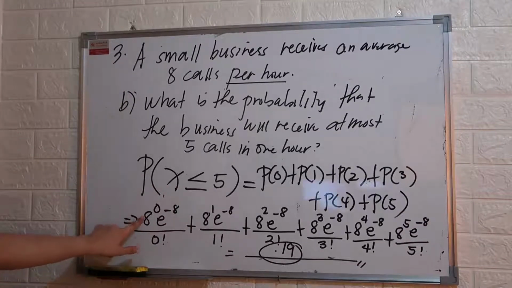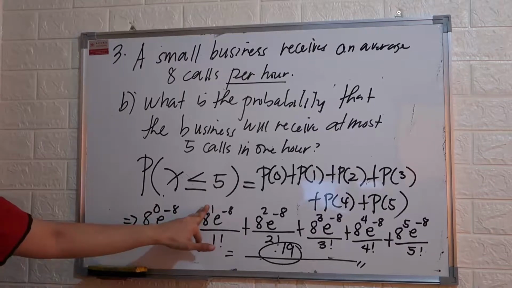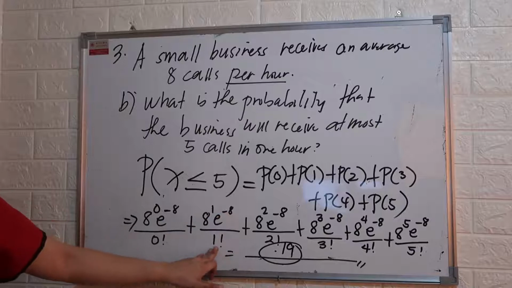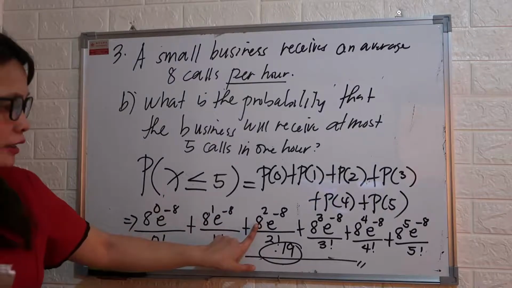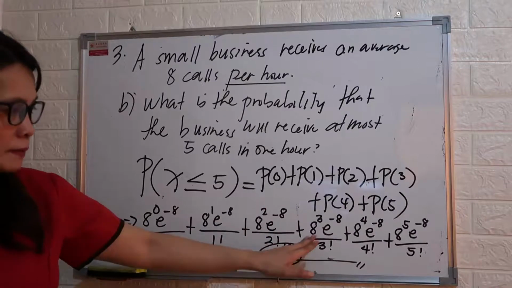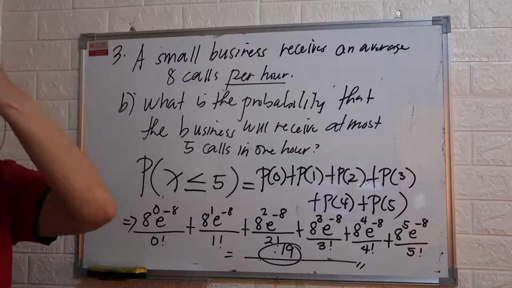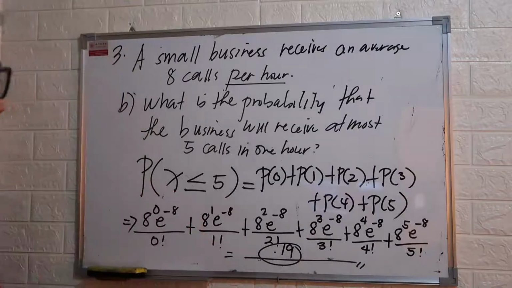So 8 raised to 0 multiplied by e raised to negative 8 over 0 factorial plus 8 raised to 1 multiplied by e raised to negative 8 over 1 factorial plus 8 raised to 2 multiplied by e raised to negative 8 over 2 factorial, up to 5. So the answer is 0.19. Okay? So that will be letter B.